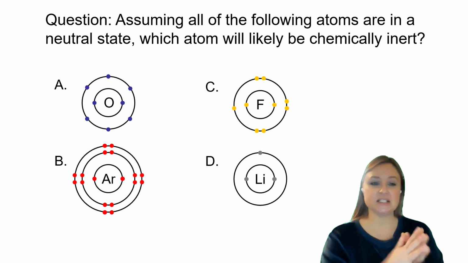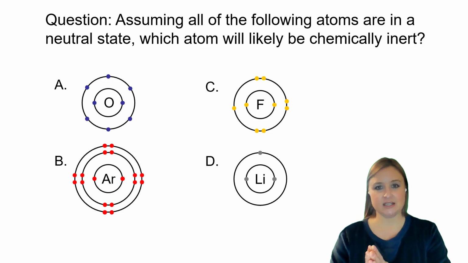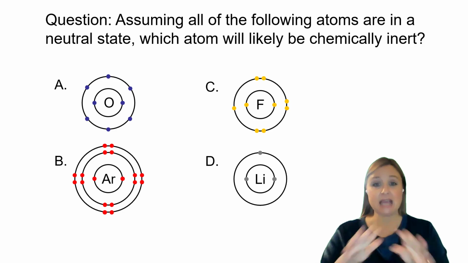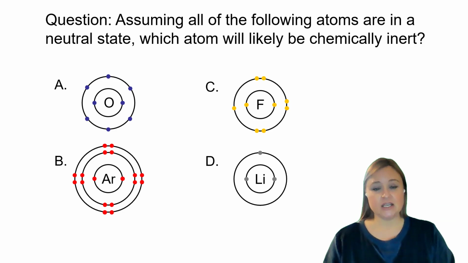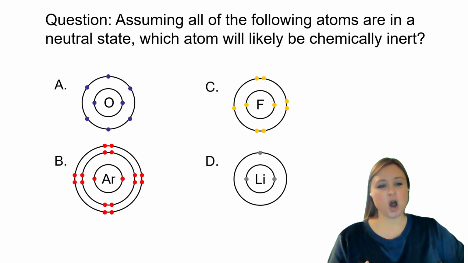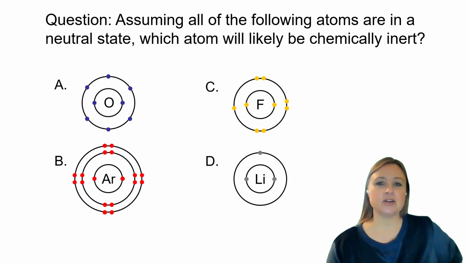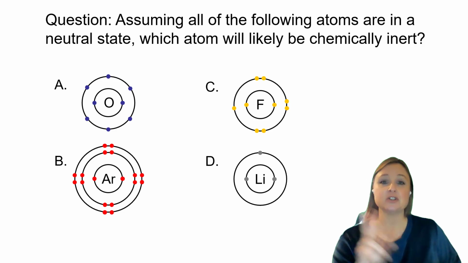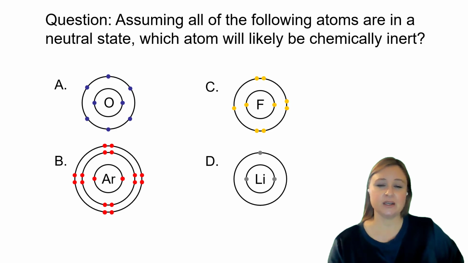Okay, so we need to look at our 4 different options here. And we have to know, to be inert, that means that the atom probably has a full outer shell. So here in A is oxygen. So oxygen has atomic number of 8, has 8 protons, and here you can see it also has 8 electrons. So 2 in the first shell, and that leaves 6 in the second shell. So it's not going to be inert because it still has room for 2 electrons in that second shell.